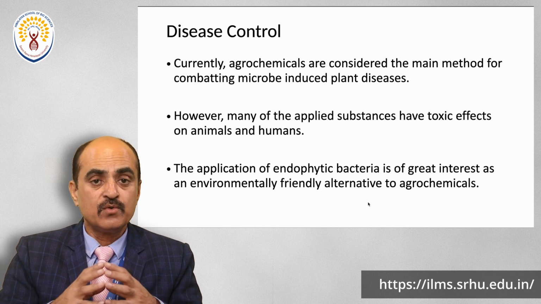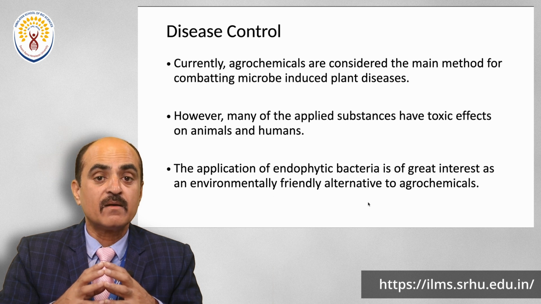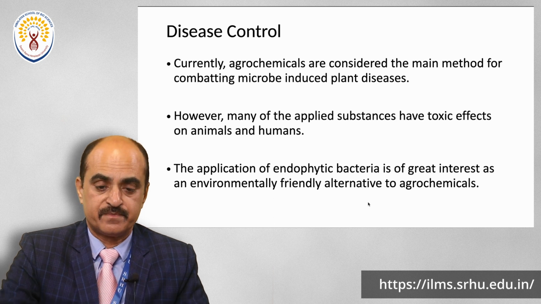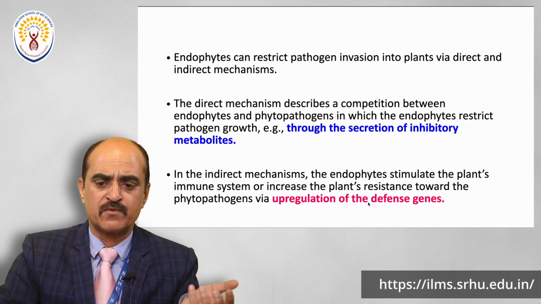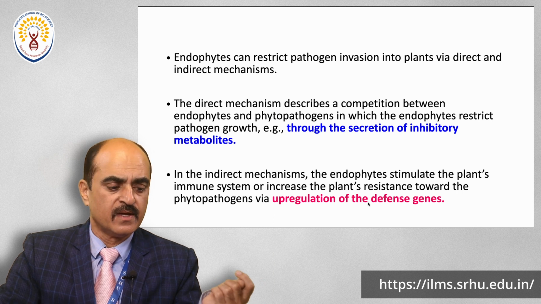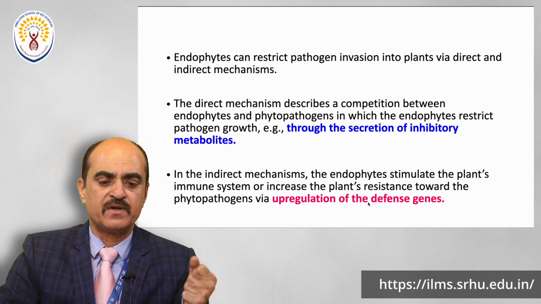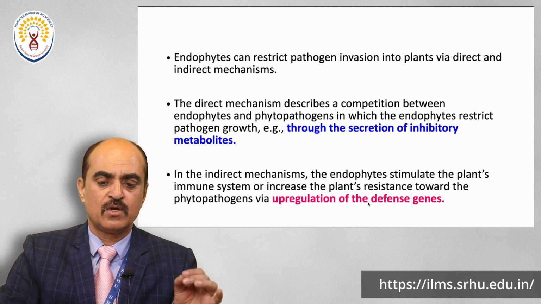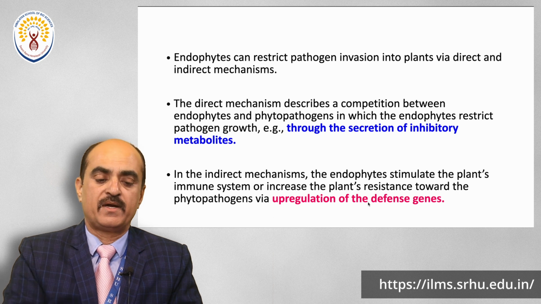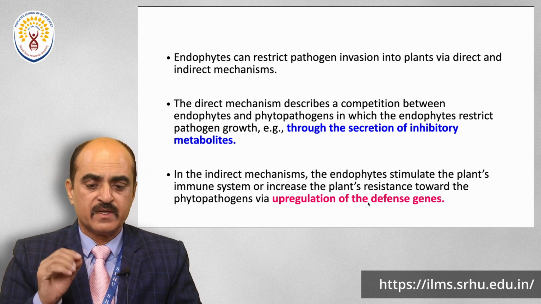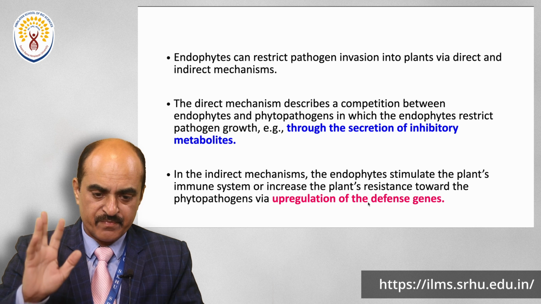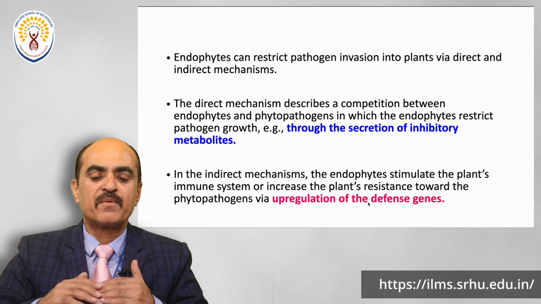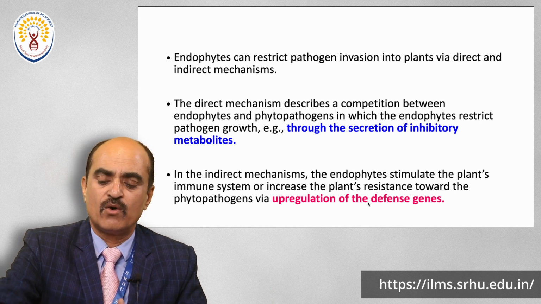So when we use potential endophytes, they can be used to eliminate or control the growth of phytopathogens. They can restrict pathogen invasion into plants by direct and indirect mechanisms. The direct mechanism describes a competition between the endophytes and the phytopathogens, in which the endophytes restrict pathogen growth through a secretion of inhibitory metabolites. In the indirect mechanism, what happens? The endophytes stimulate the plant's immune system or increase plant resistance towards the phytopathogens, or we can say the upregulation of the defensive genes of the host plant.